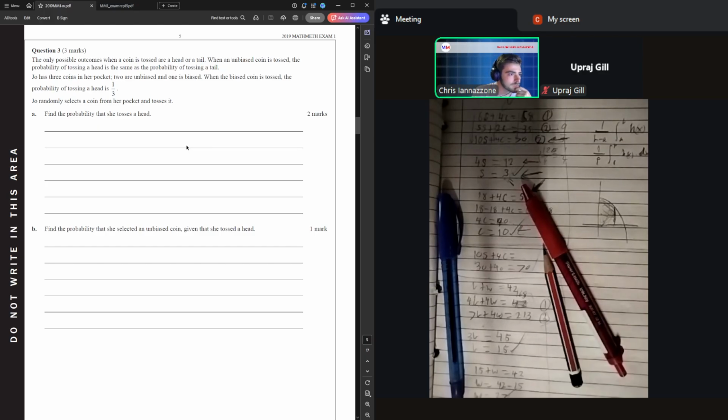Let's have a look. The only possible outcomes when a coin is tossed are going to be head or tail. When an unbiased coin is tossed, they have equal probabilities. There are 3 coins, 2 are unbiased, so normal, and 1 is biased, so they'll have different probabilities of head and tail. The biased one has a probability of 1/3 for tossing a head. We're selecting one of those coins at random and tossing it. Find the probability of tossing a head.